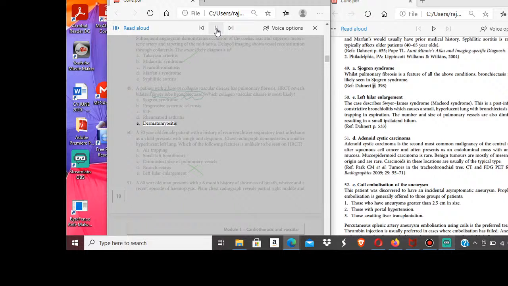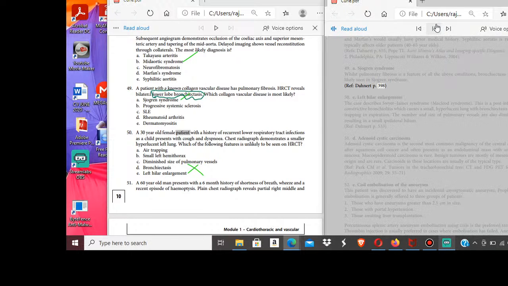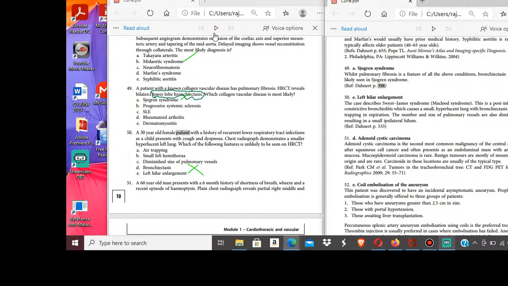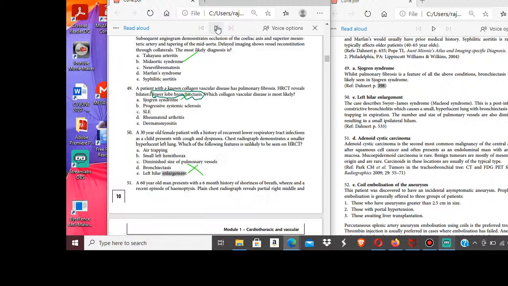50. A 30-year-old female patient with a history of recurrent lower respiratory tract infections as a child presents with cough and dyspnea. Chest radiograph demonstrates a smaller hyperlucent left lung. Which of the following features is unlikely to be seen on HRCT? A. Air trapping. B. Small left hemithorax. C. Diminished size of pulmonary vessels. D. Bronchiectasis. E. Left hilar enlargement.